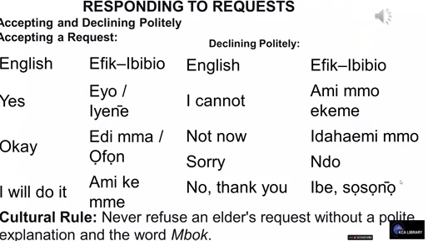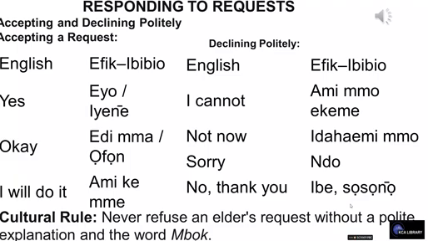Responding to requests appropriately is an important aspect of polite communication, especially in cultures where respect and courtesy are highly valued. When accepting a request, responses are usually brief and positive, showing willingness to help. For example, Ayo means yes, while Ayo enkim means yes, I will do it. Another example is Ayo enwamefo, meaning yes, I will help you. These responses convey agreement in a respectful and cooperative manner.